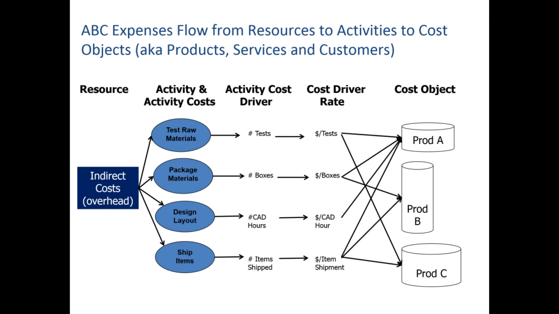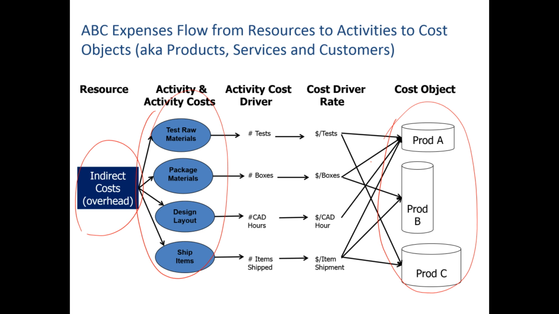Let's follow the flow using an activity-based cost system from resources. We see here, think about the indirect costs, represent the resources that are consumed, to the activities, we see 4 activities outlined here, to the products, services, and customers. In this case, the cost object we're thinking of as a series of 3 products, but it could be, as we've suggested before, services or customer segments.